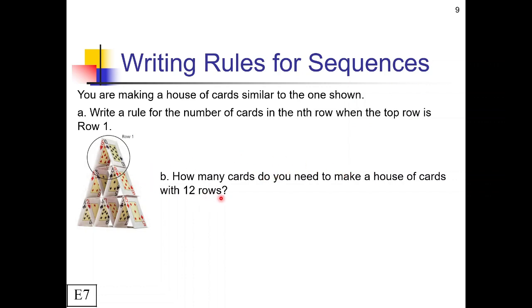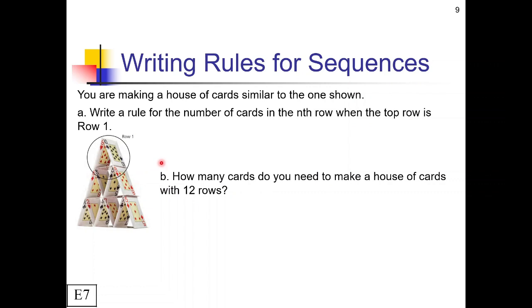I mean, this is good to know before you start building the house, right? Make sure you have enough cards for the whole thing, because you can't really leave these for too long and expect them to stay standing. So pause the video and first see if you can figure out the number of cards in the nth row.